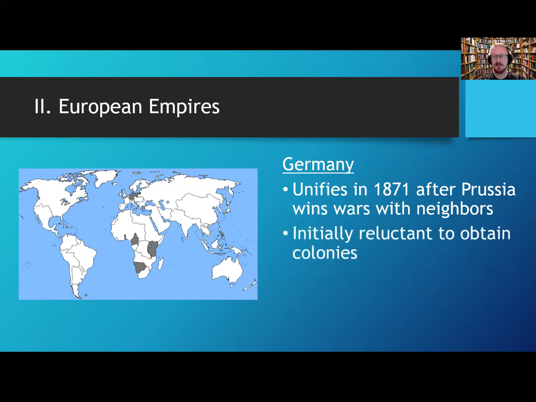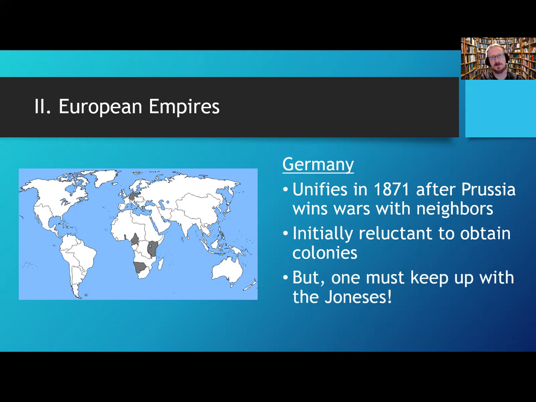So anyway, we get the Empire of Germany formed in 1871, where they have the Kaiser. That's the German word for emperor. And they are initially reluctant to obtain overseas colonies. They're like, we just kind of forged our own country. Let the sheets cool a little bit before we let someone else into the bed. But initially, there's this reluctance to obtain colonies overseas, and they just want to consolidate power at home.